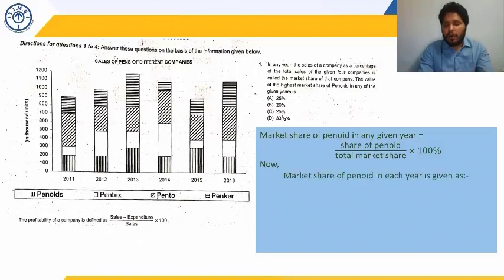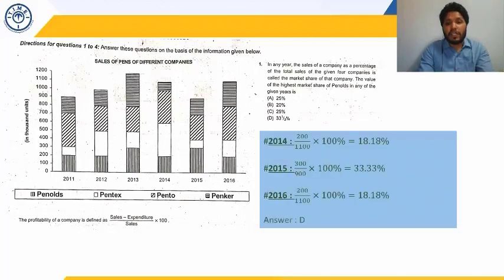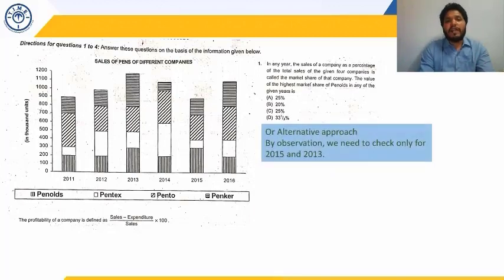So this is the alternate approach by which we can solve this question, where we need not calculate for each year. We can just observe and eliminate some of the years directly without even calculating. And we have seen this several times in the last sheet also. So I hope this is clear.